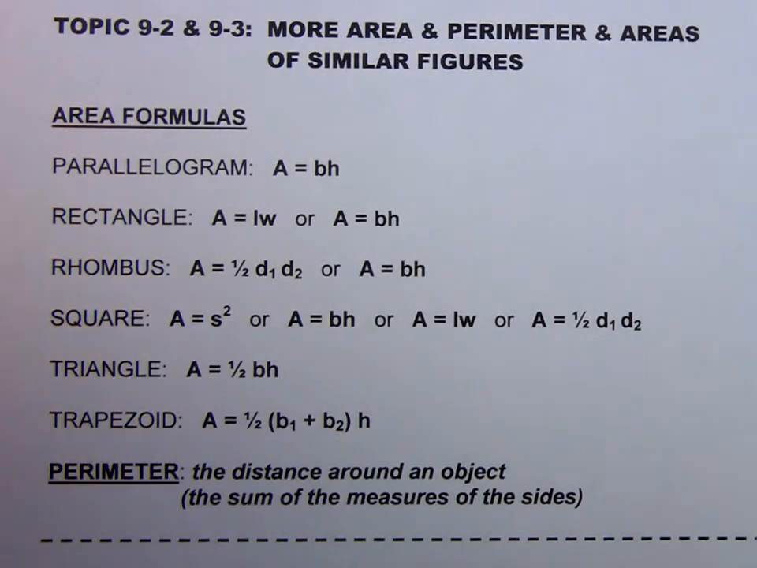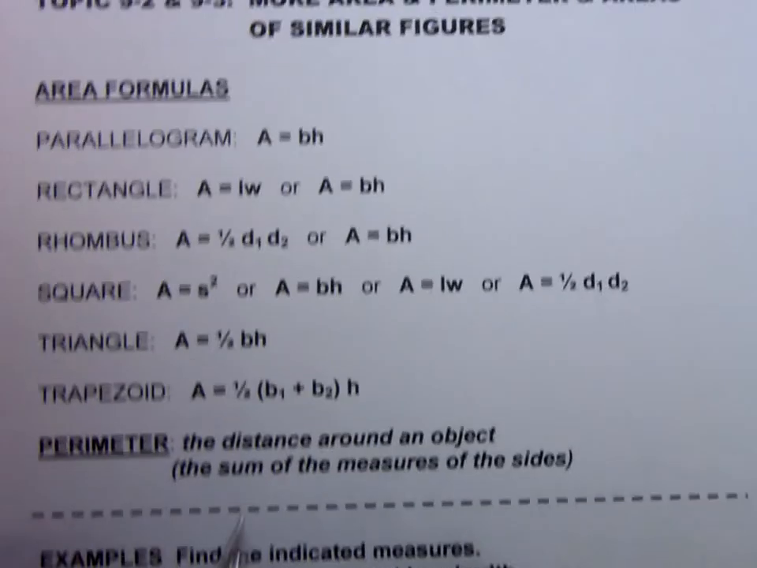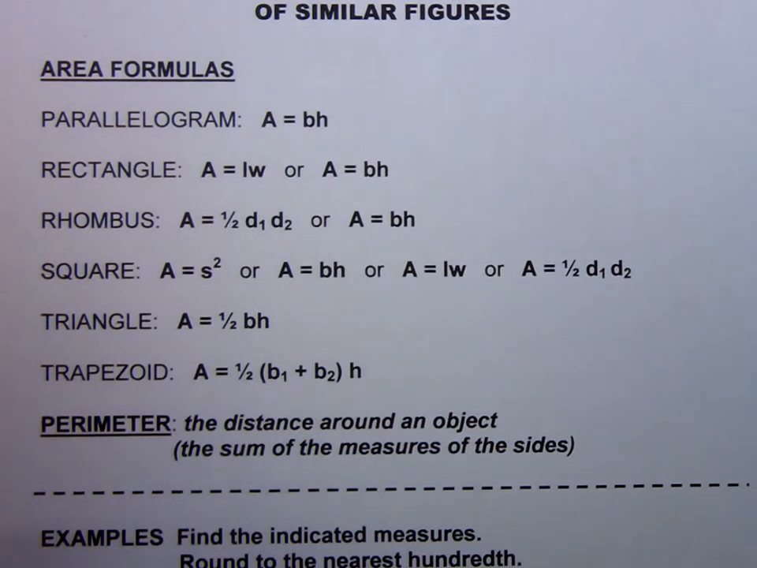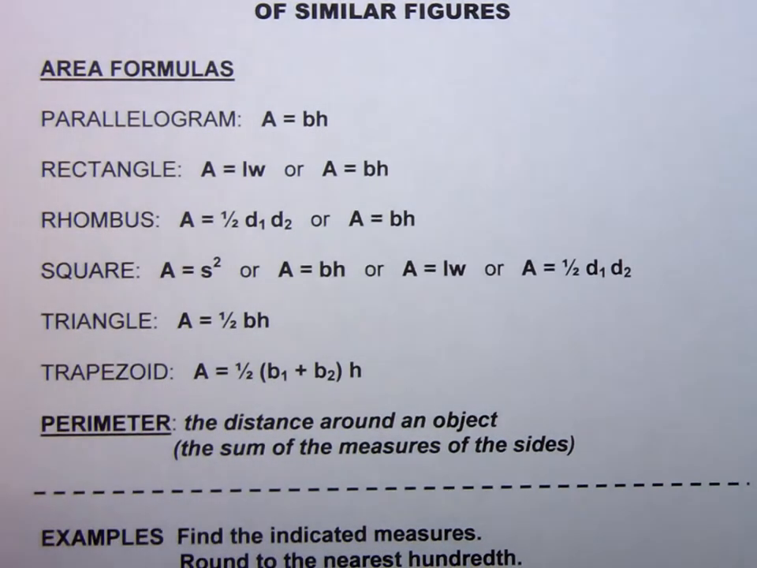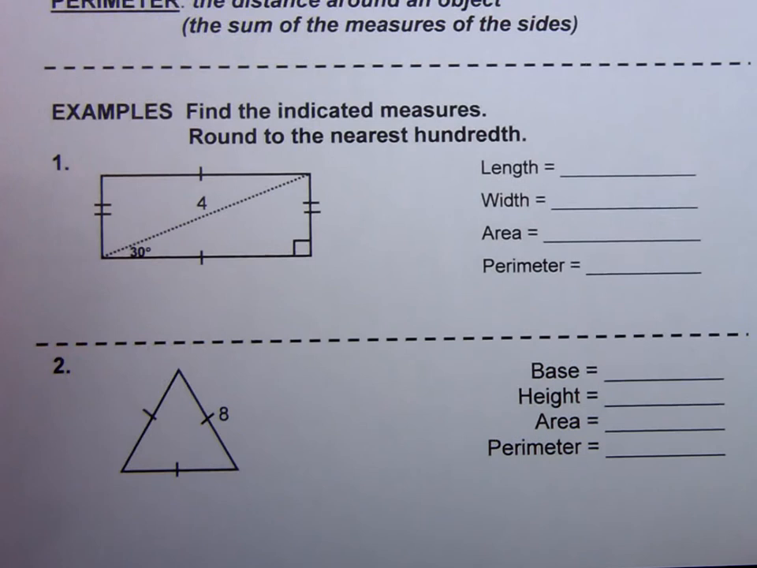Alright, we're going to continue talking about area and perimeter today. Here's a quick review of the formulas, and again, the formulas for area. And again, perimeter is just the distance around the outside of a figure, so you just add up all the side lengths for perimeter.